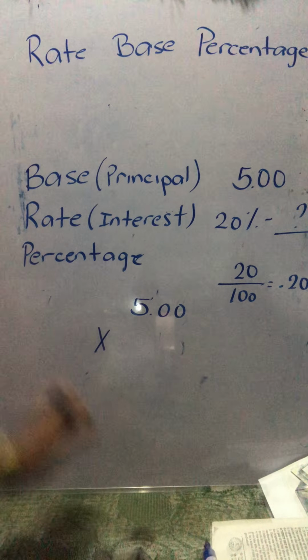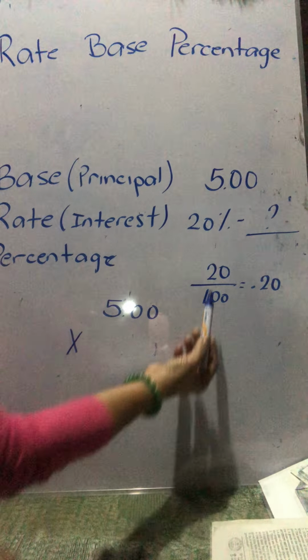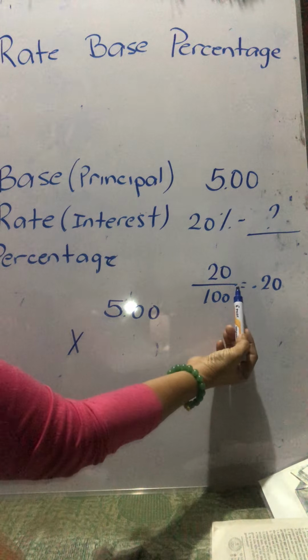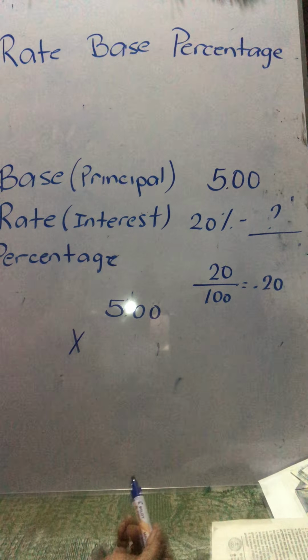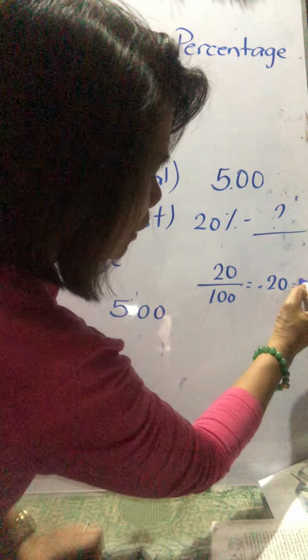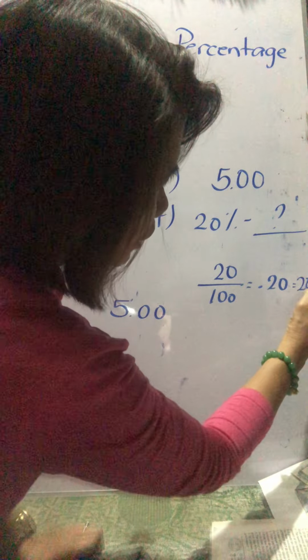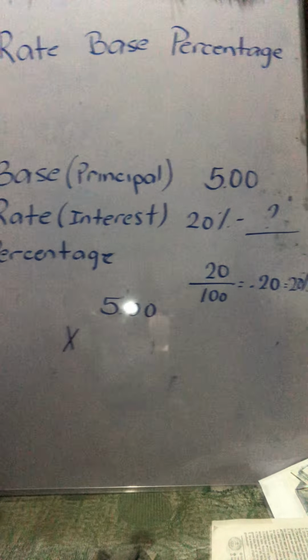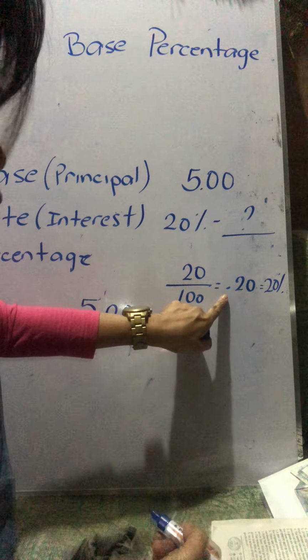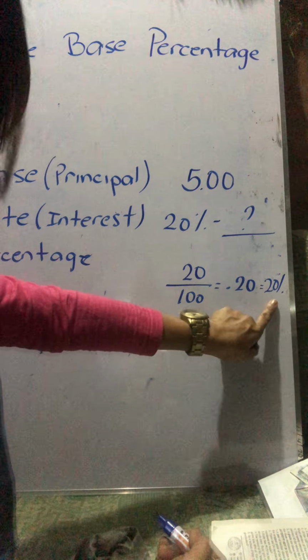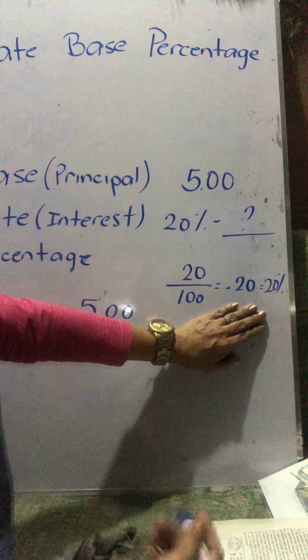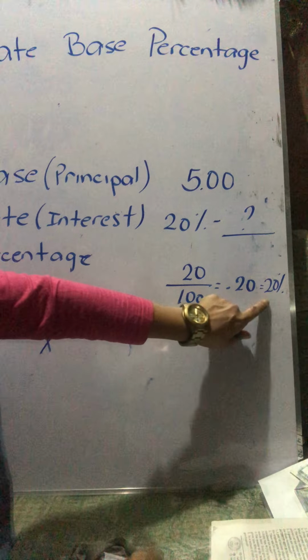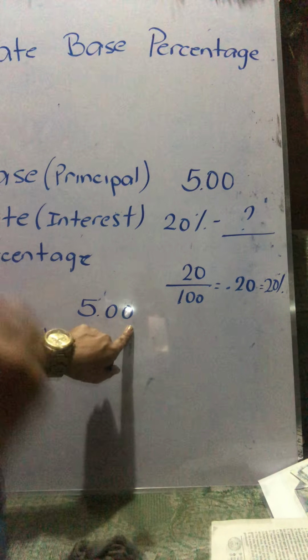Okay? So, di ba, sabi natin, 20 over 100 is equals to 0.20. Yung 0.20, ang tawag natin diyan ay 20%. Okay, maliwanag ba? So, 0.20, ang tawag natin diyan ay 20%. Okay, so ngayon, ang gagawin natin dito, sinasabi natin 20%, yun yung gagawin natin dito.